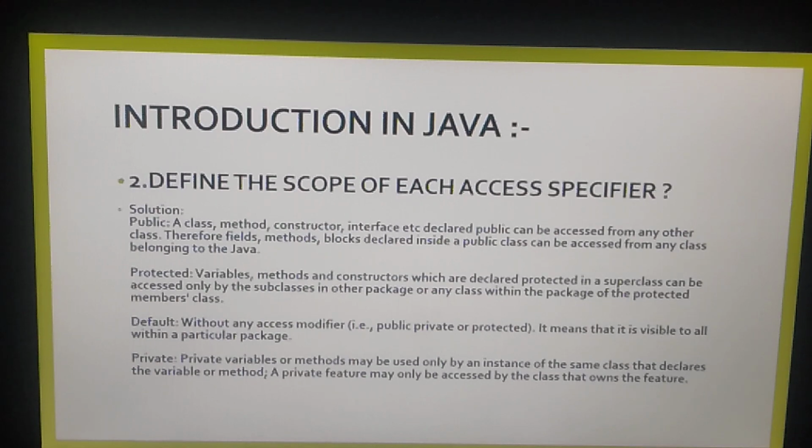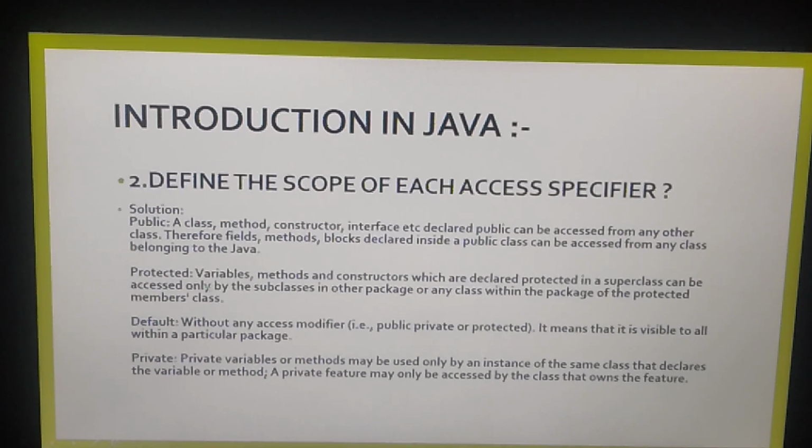Define the scope of each access specifier. Access specifiers are four types. First is public. A class, method, constructor, interface declared public can be accessed from any other class. Therefore, fields, methods, blocks declared inside a public class can be accessed from any class belonging to the Java.